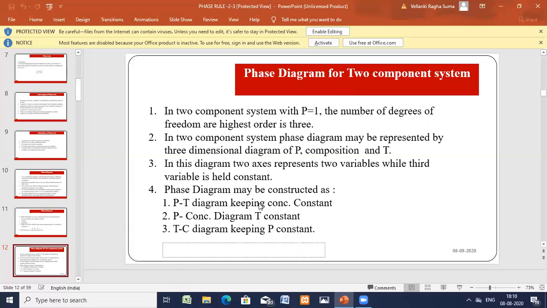So three-dimensional, three variables, P, T, C. At one stage, concentration can be constant. At another stage, temperature can be constant. At another stage, P can be constant. Any one way you can construct the diagram. The phase diagram you can construct in any of these three: PT with concentration constant, PC with T constant, TC with P constant.